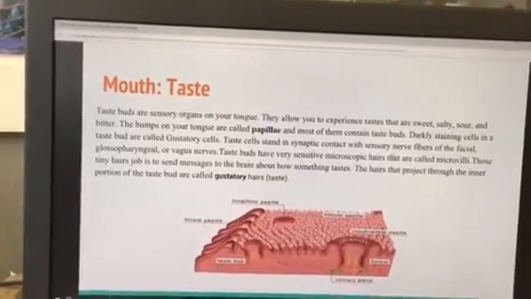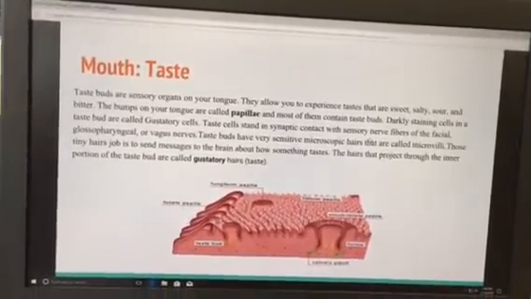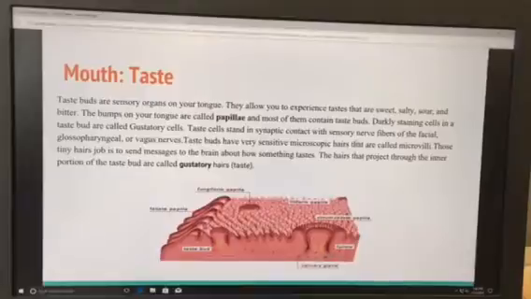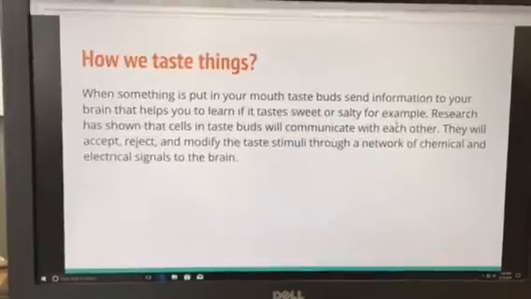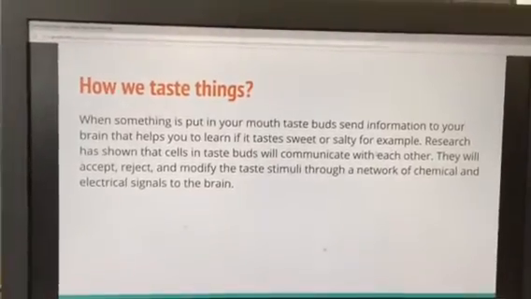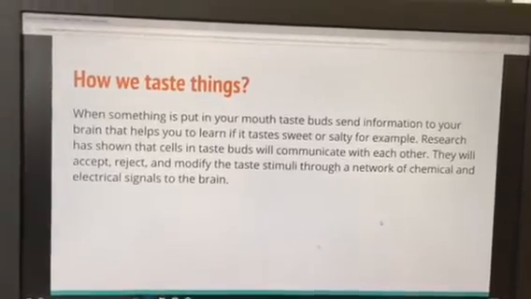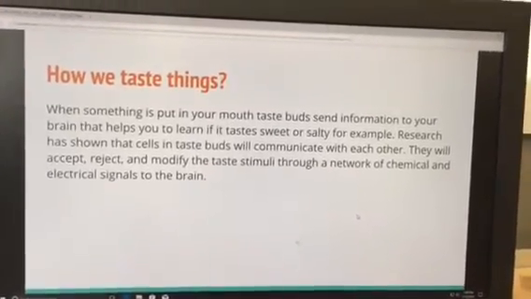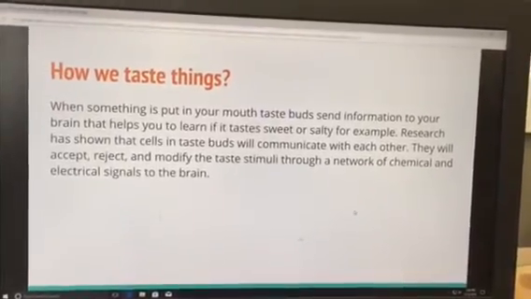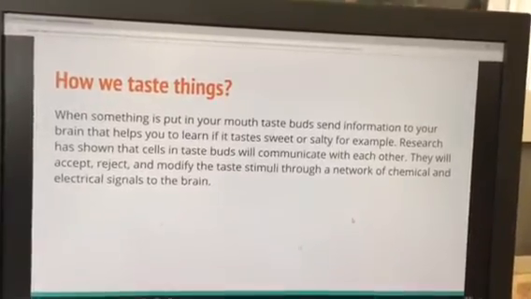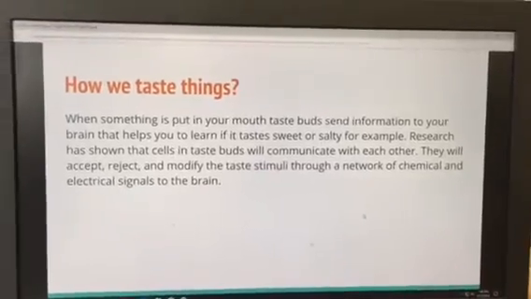Taste buds have very sensitive microscopic hairs that are called microvilli. Those tiny hairs' job is to send messages to the brain about how something tastes. The hairs that project through the inner portion of the taste bud are called the gustatory hairs. How we taste things. When something is put in your mouth, taste buds send information to your brain that helps you learn if it tastes sweet or salty, for example. Research has shown that cells in taste buds will communicate with each other. They will accept, reject, and modify the taste stimuli through a network of chemical and electrical signals to the brain.